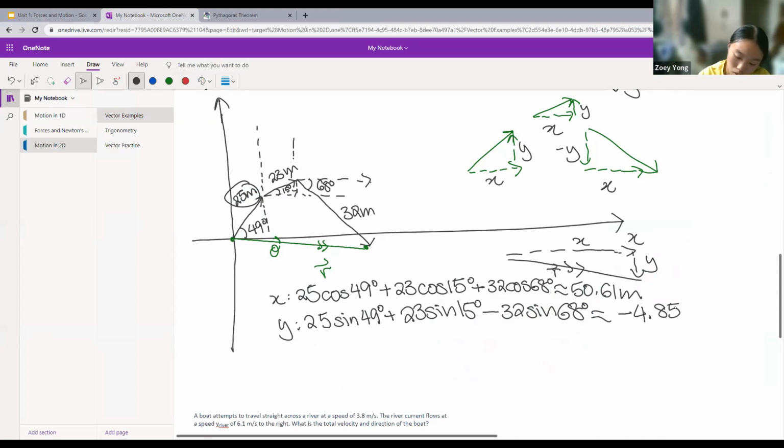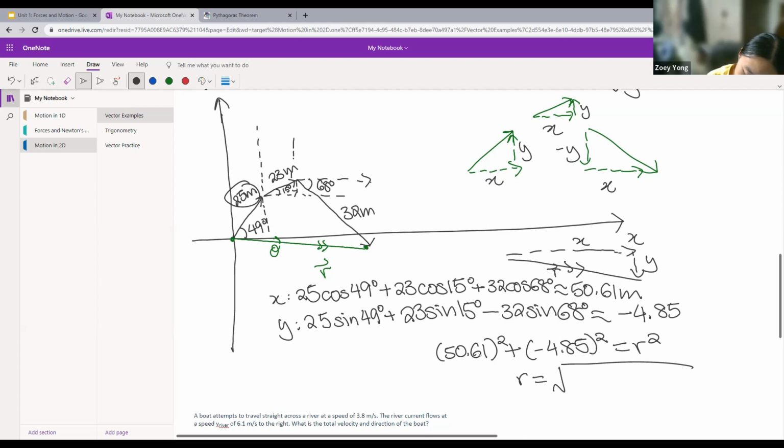So what we're gonna do is a squared is gonna be 50.61 squared plus negative 4.85 squared equals to this r squared. So how do you find r by itself? Well, r equals the square root of both sides, because if you square root this side and square root this side, you get r on this side. So r equals square root of 50.61 squared plus negative 4.85 squared.